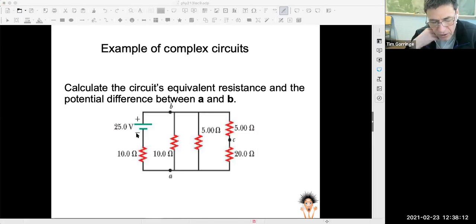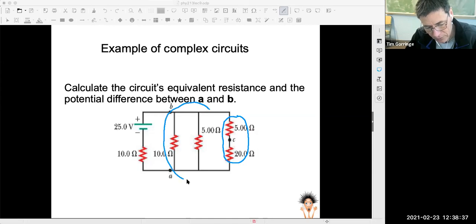So this is a circuit that has components where resistors are in series. For example, here, the 5 ohm and the 20 ohm resistor are in series. And then it has components where resistors are in parallel. Obviously, this 10 ohm is in parallel with this 5 ohm resistor.